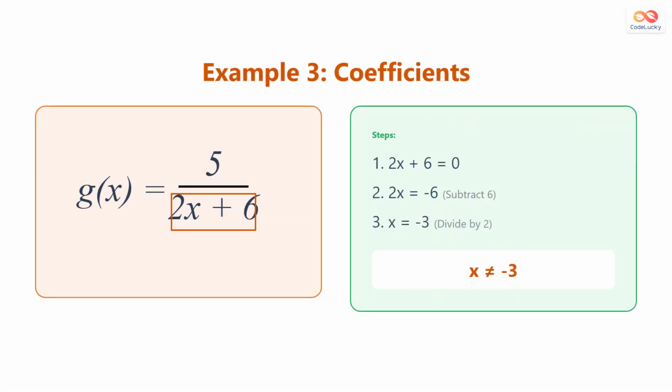Here is a slightly harder one involving coefficients. The function is g of x equals 5 divided by 2x plus 6. Again, we take the denominator, 2x plus 6, and set it to 0. Subtract 6 from both sides to get 2x equals negative 6. Then, divide by 2. We find that x equals negative 3. So, x cannot be negative 3.